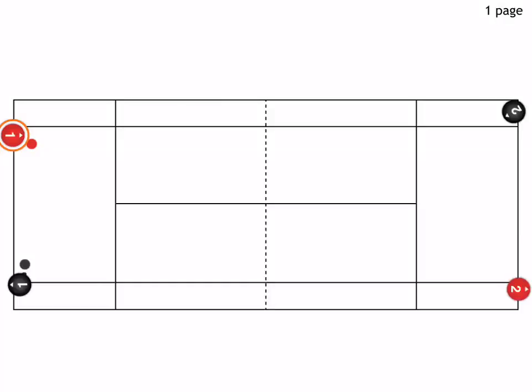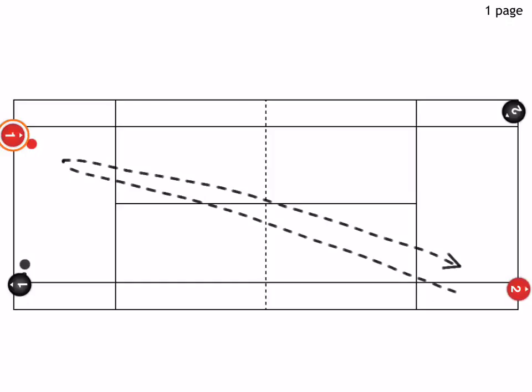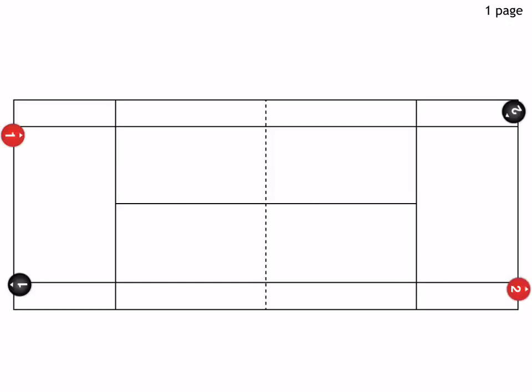So this is a cross-court rally drill. The objective here is to develop consistency and control of ground strokes. So we have two pairs here, the red and the black pair. They're going to rally here back and forth cross-court, and the black players do the same.